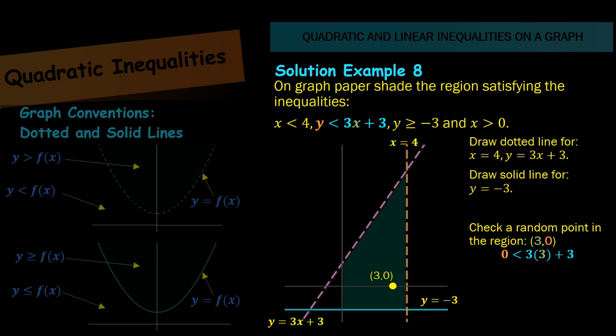Does it hold for the inequality y greater than or equal to minus 3? Since y equals 0, 0 is indeed greater than or equal to minus 3. And finally, does it satisfy the constraint x greater than 0? X is equal to 3, and 3 is indeed greater than 0. So for this random point, certainly, all these inequalities are satisfied.